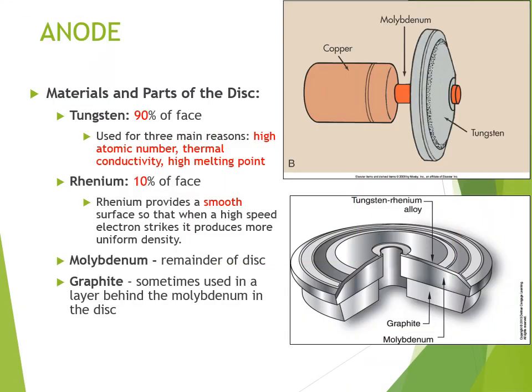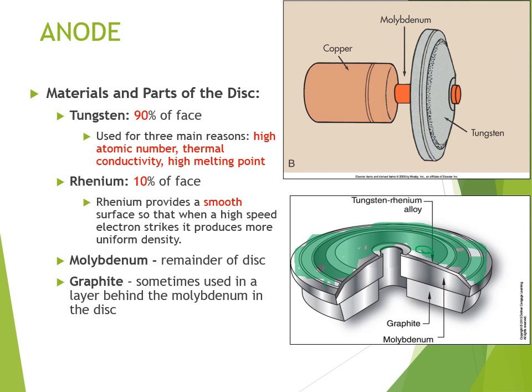So the materials and parts of the disc: the first part, which is the face of the disc, is comprised of tungsten and rhenium. That's the face of the disc here. That's the part that faces the cathode. So the tungsten makes up 90% of the anode disc and rhenium makes up 10%.